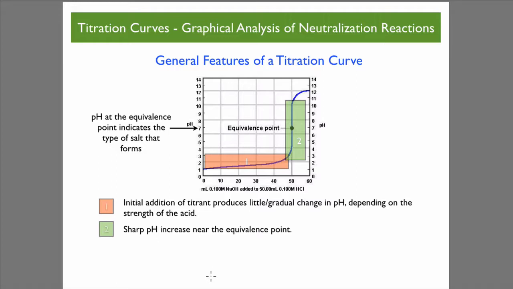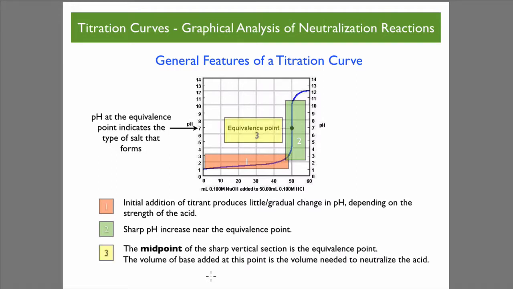The pH at the equivalence point indicates the type of salt it forms. In this case, the midpoint of the equivalence point is the midpoint of the sharp vertical section. The volume of base added at this point is the volume needed to neutralize the acid. In this case, 50 milliliters. And as you continue to add base, it simply approaches the pH of the base eventually.